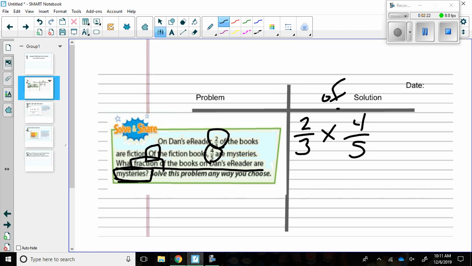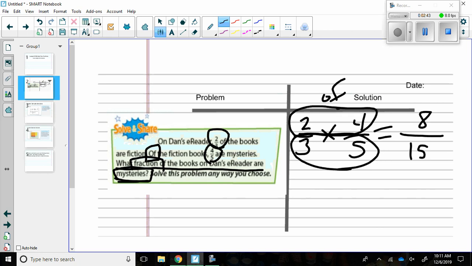Now the next step to solve is simple. When multiplying fractions, all you have to do is multiply across. This is why it's so important to know your basic facts. First, I'm going to multiply the top numbers. 2 times 4 is 8. Next, I multiply the bottom numbers. 3 times 5 is 15. So, to answer what fraction of the books on Dan's e-reader are mysteries, the answer is 8/15.